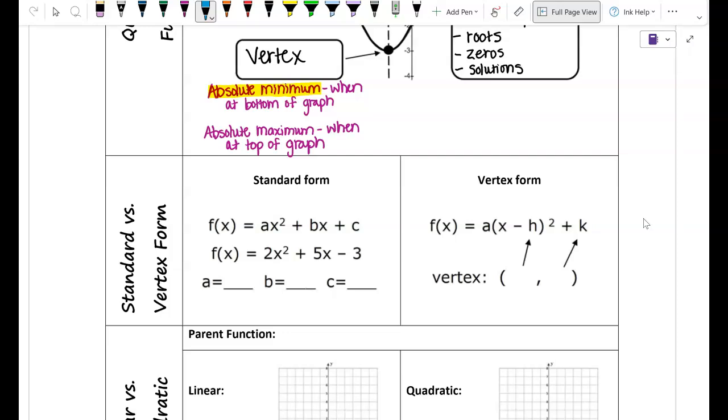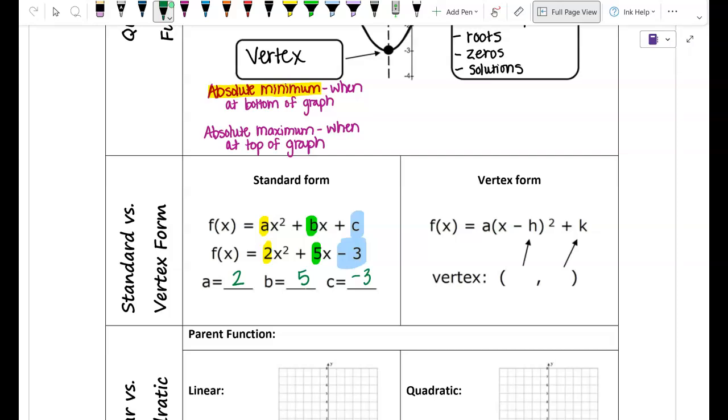The standard form is f of x equals ax squared plus bx plus c. You can see that a is whatever value is in front of the x squared term. The b is whatever value is in front of the x term. And the c is your constant, whatever is at the end. Again, we will come back to standard form and do a lot more with it, but it is more Unit 3. We're really going to focus the rest of this unit on the vertex form.